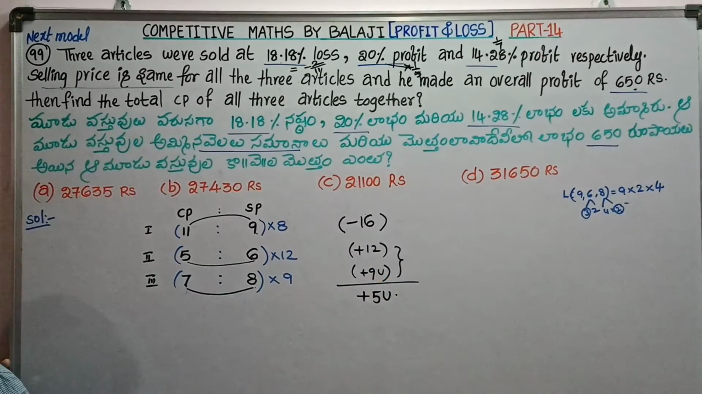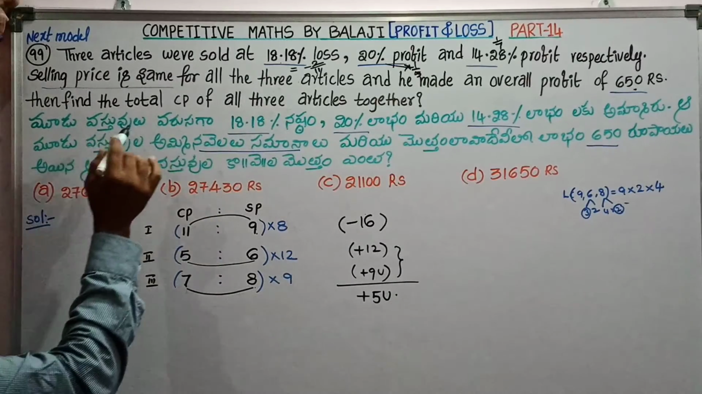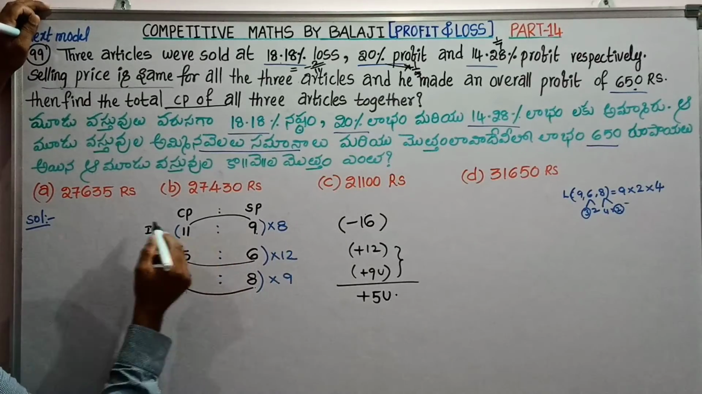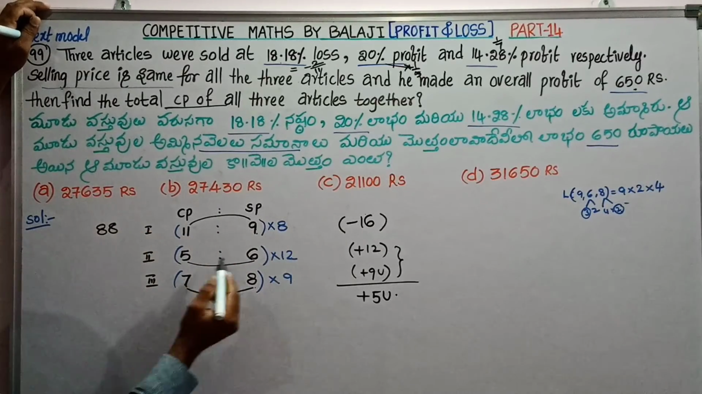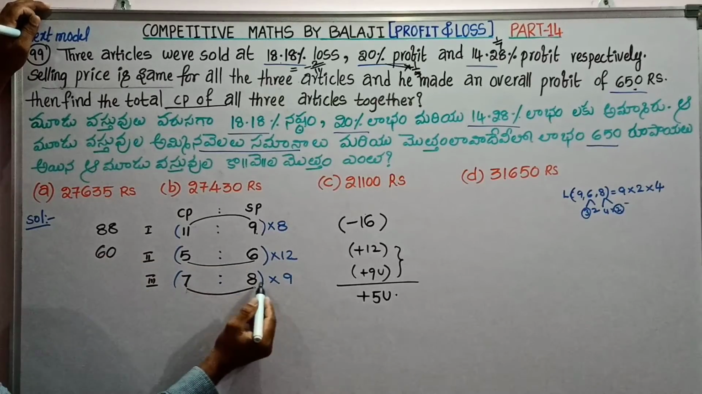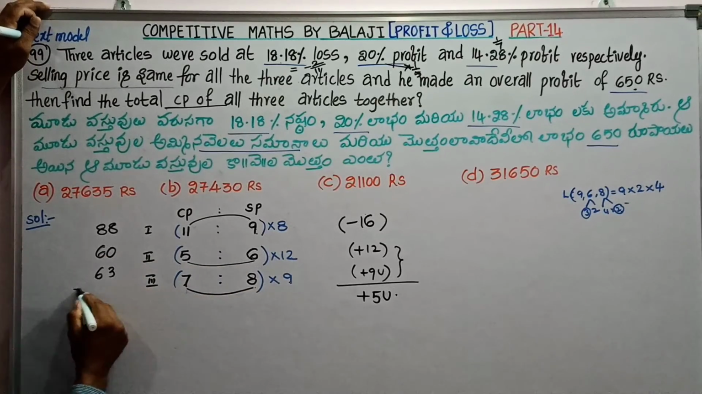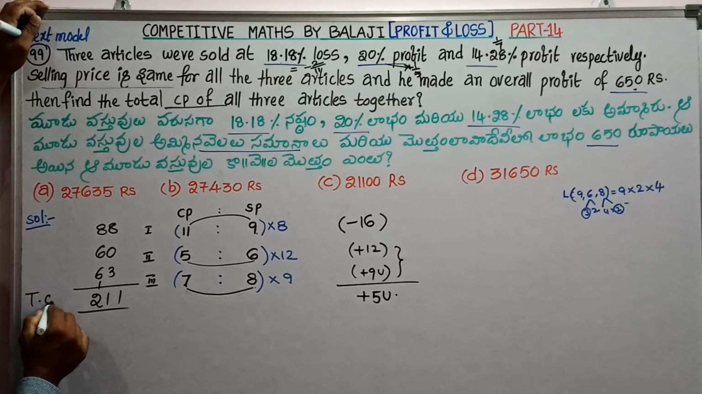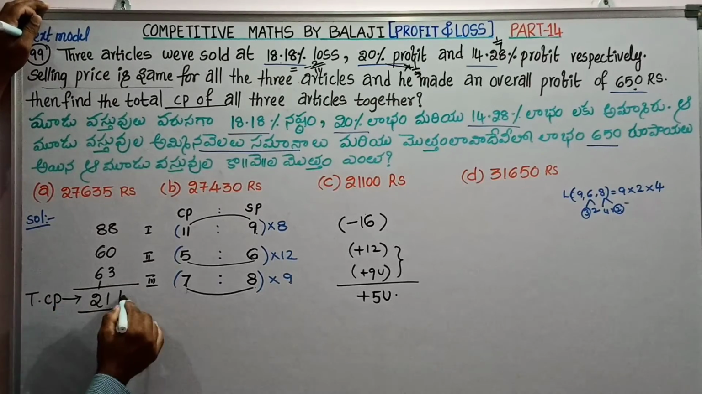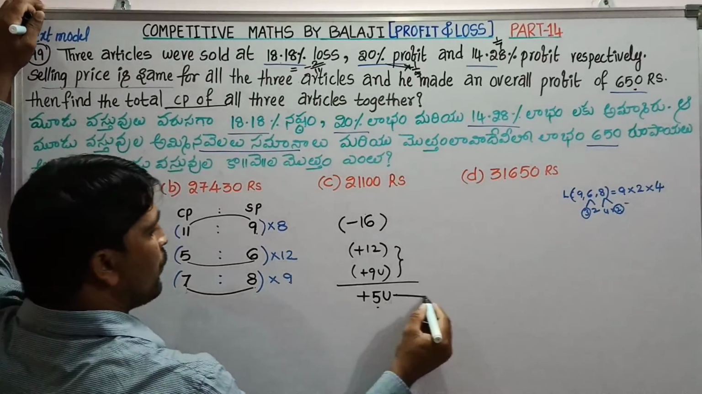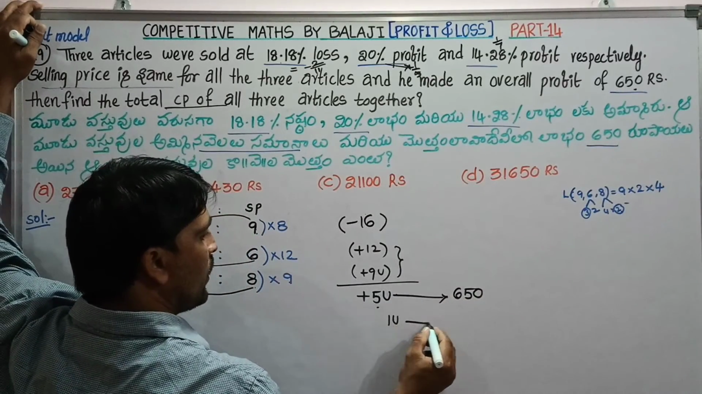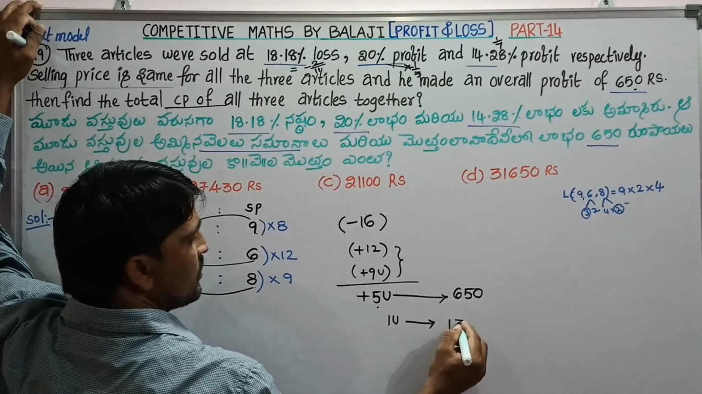Yes. And what is the cost price? Since we have to find sum of cost price of first, second, third article, 8 11s are 88 is cost price, 12 5s are 60, 9 7s are 63. 8 plus 3, 11, 13 plus 8, 21. 211 units is total cost price. Total CP is 211 units. Profit is 5 units. This 5 units value is given by the question, that is 650 rupees. Then 1 unit value is 130.